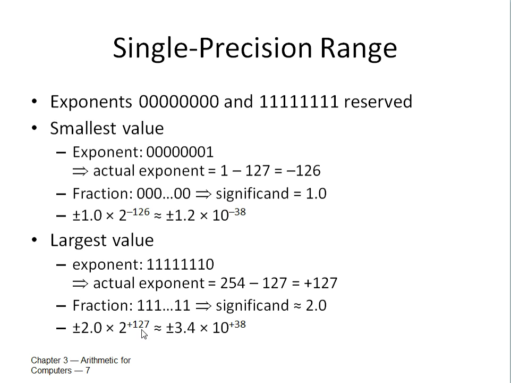So you have plus or minus 2 times this, which is pretty darn close to 2 to the first, so we can bring it in, and it's essentially plus or minus 2 to the 128th. And so that gives us 3.4 times 10 to the 38th. So we usually just say it goes from 10 to the minus 38th to 10 to the 38th is essentially the range we can handle here.